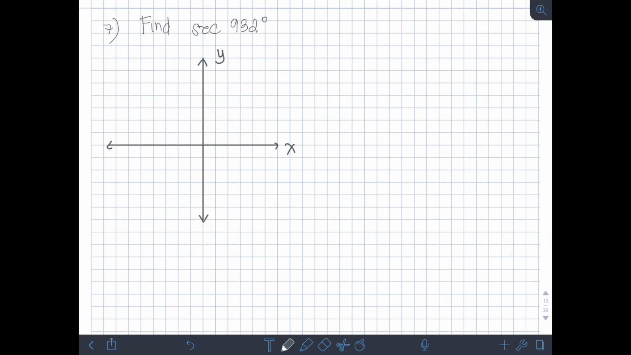Okay? Next, we have, find secant 932 degree. Okay, so apply uli natin yung concept ng reference angle para ma-solve to. So since yung angle natin ay greater than 360 degree, gawin muna natin siyang coterminal with angle less than 360 degree. So minus tayo ng 360 degree. So we have 932 minus 360 degree is 572. So greater than 360 degree pa siya, so minus ulit tayo ng 360 degree. So we have 212 degree. So, since less than 360 degree na tayo, which is 212, pwede na natin i-apply yung reference angle.